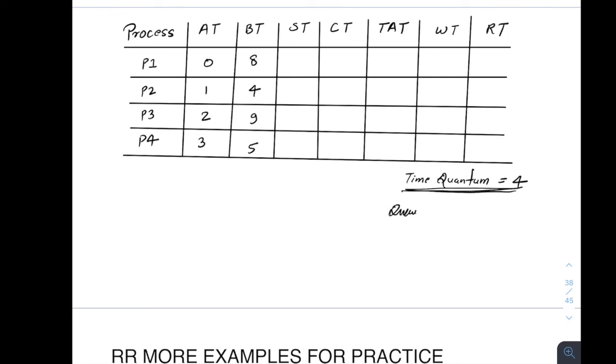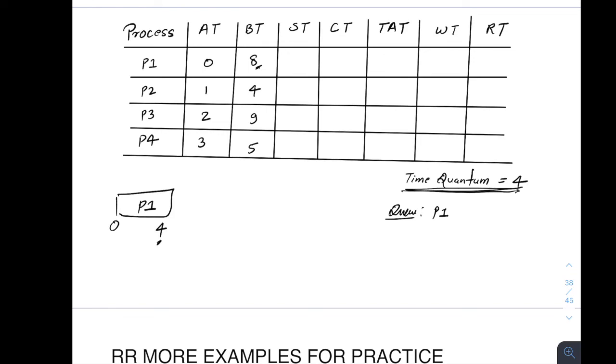This is the ready queue here. So at time 0, you have only P1. You can give it at most the time quantum, you cannot give more than that. So here the burst time is 8, but you can only schedule it till the time quantum, that is 4.